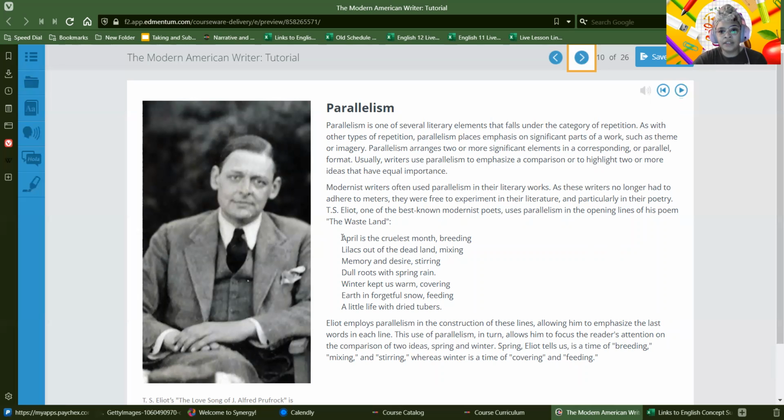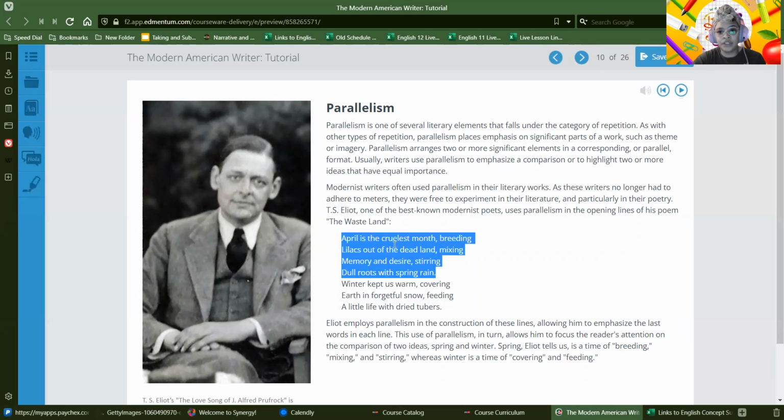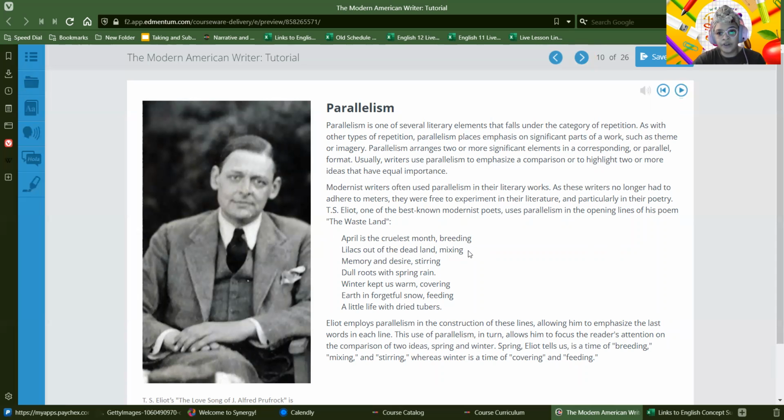We have these lines in the same sentence. All of this is one sentence, but it's broken up into these lines that separate the verb from the rest of the sentence. And then it starts a new line whenever we get a verb that ends with ing. The fact that he formatted it like this means he wanted you to emphasize the last word in each line that gives you a description of what's about to happen. Breeding lilacs out of the dead land. He wanted emphasis on the verbs that are happening. This is what people are doing.